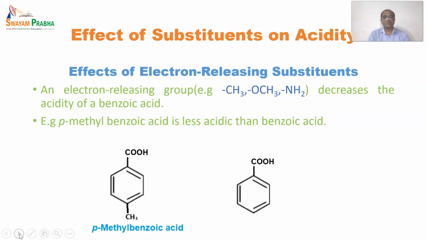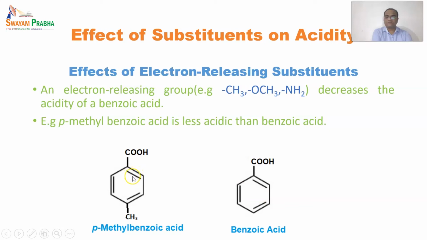it donates electrons towards the aromatic ring. So these are electron releasing groups, and they donate electrons towards the aromatic ring, and that is why it destabilizes the charge on this oxygen, the negative charge that has been formed after donating a proton. And methyl benzoic acid is less acidic than benzoic acid.